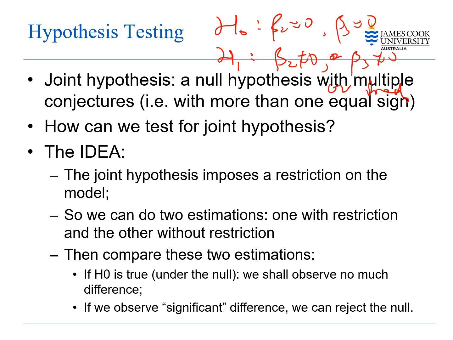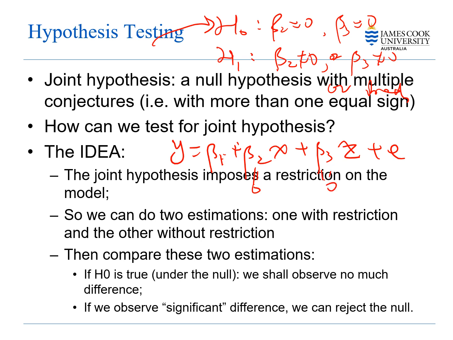Let's pause for a moment. Think, how can we test for such a joint hypothesis? So look at the null. Now, under the null, we are actually imposing restrictions on the model. Our model is y equals beta 1 plus beta 2 x plus beta 3 z plus error term, suppose. And if our null is true, then we are saying that beta 2 and beta 3 should be equal to 0.